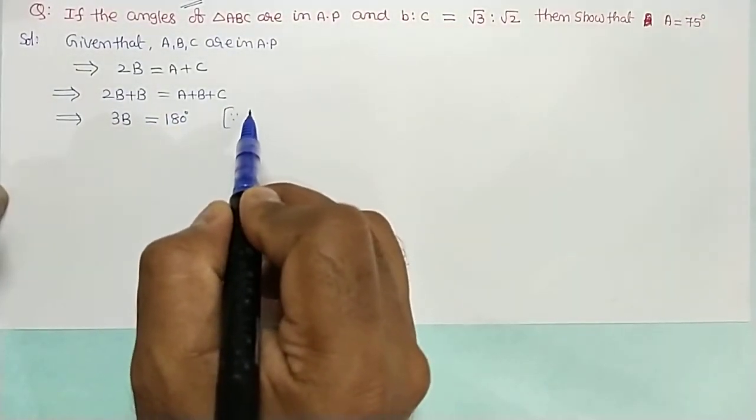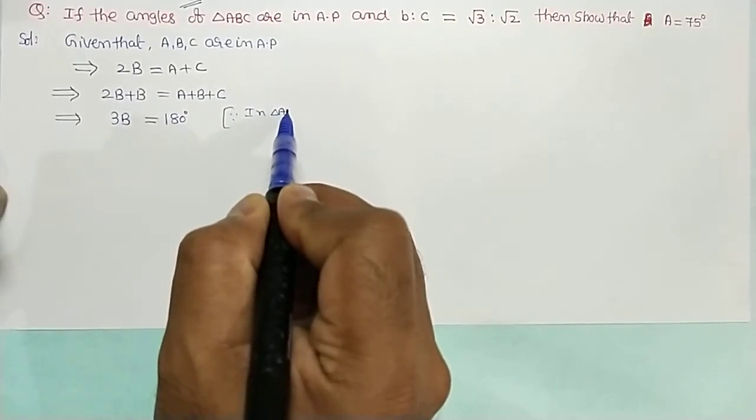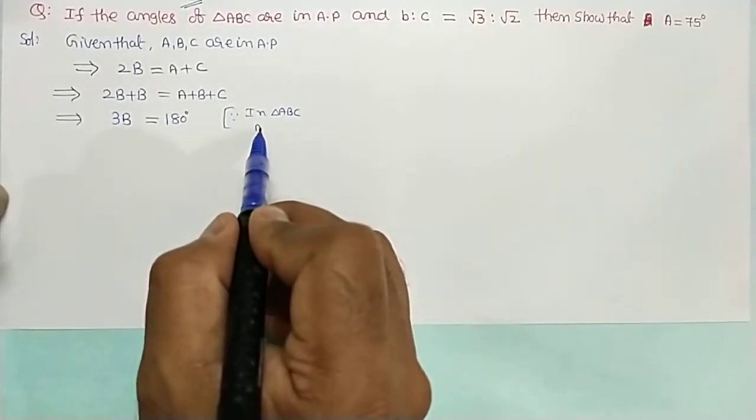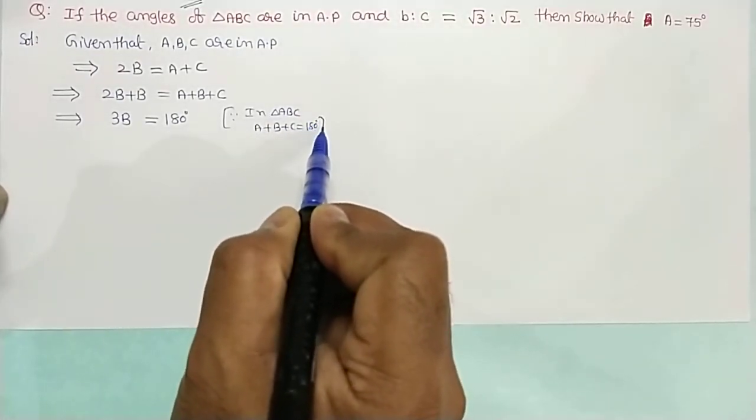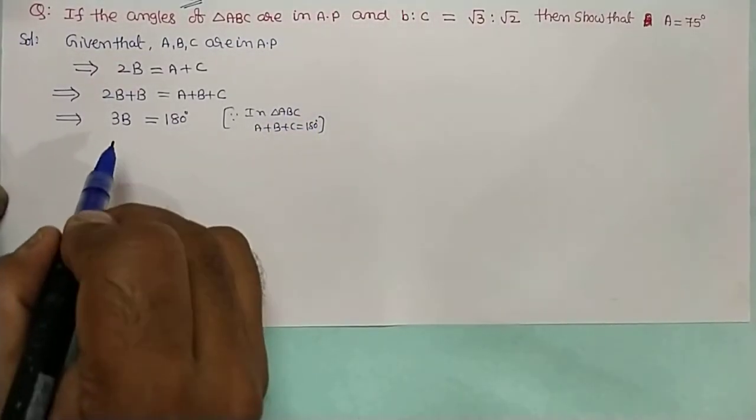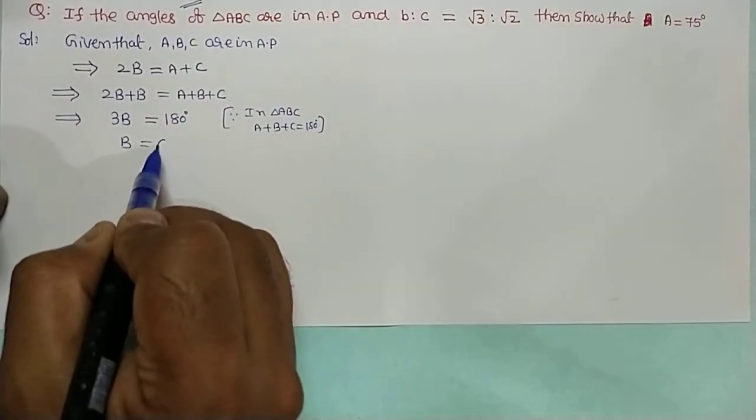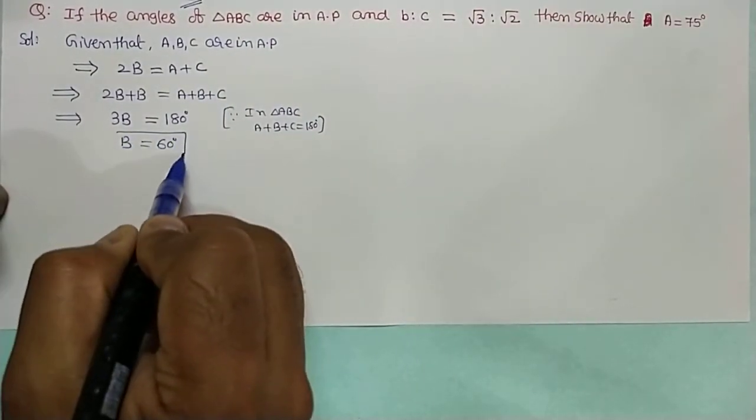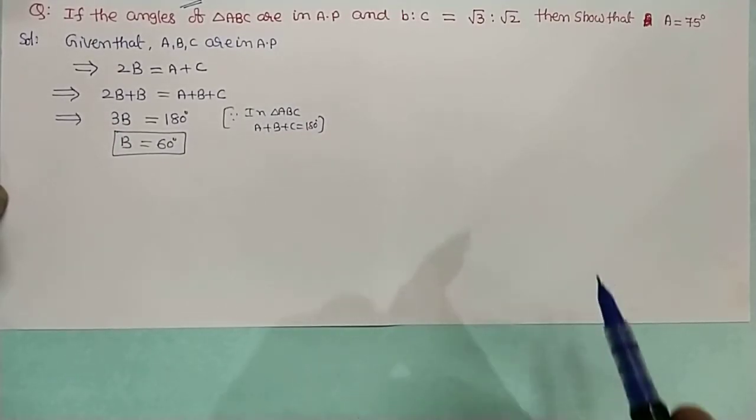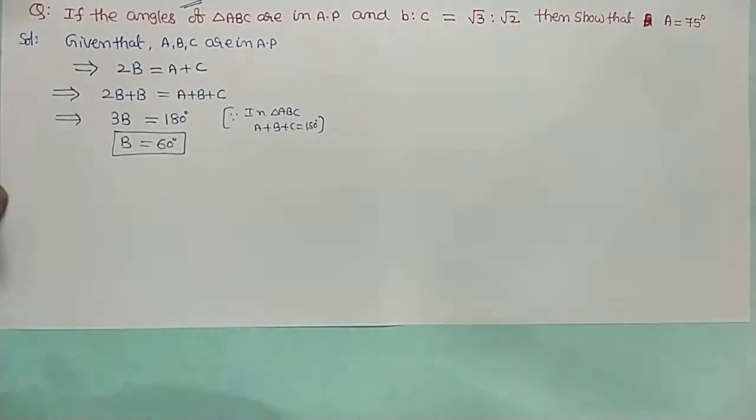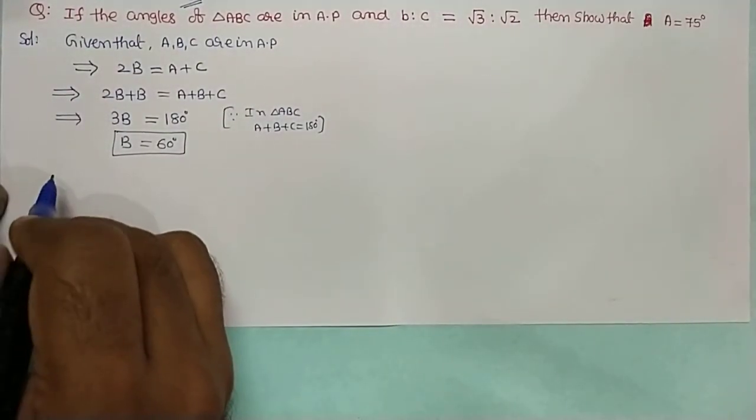Since in triangle ABC, A plus B plus C is 180, so B is equal to 60 degrees. We got the value of B. After getting the value of B, we are given one more condition.